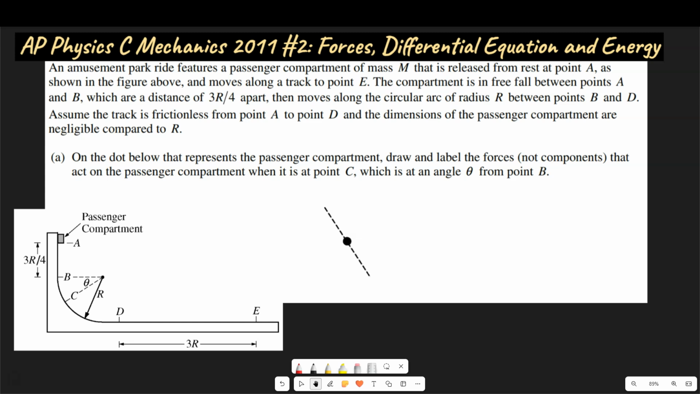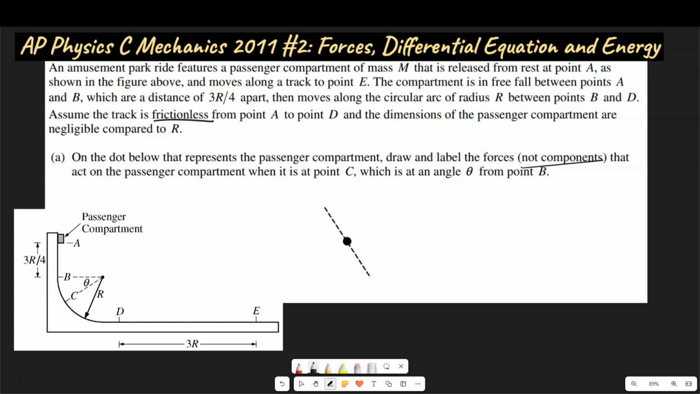I'm going to try to refrain from reading at you this wall of text here. So if you could just take a look at this, you might want to pause the screen and read it. I'm just going to highlight a couple things here. One is that the track is frictionless. That's important. And for A, we're being asked to draw the forces. So notice that they're saying not components. That's important here because later we will be drawing components.